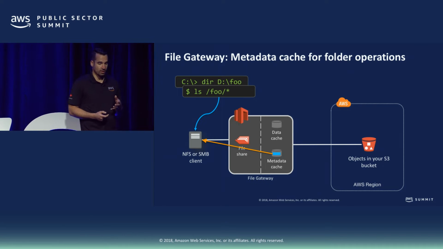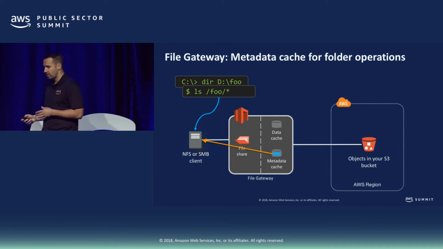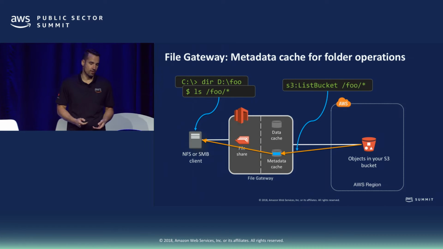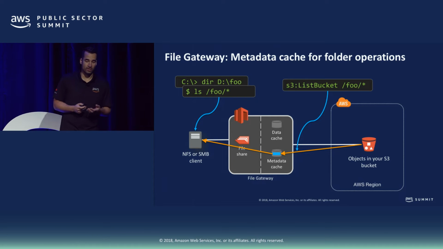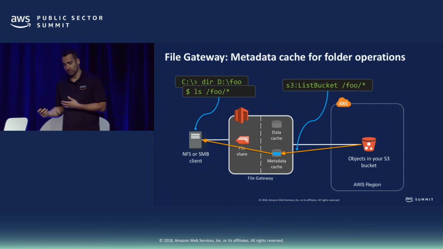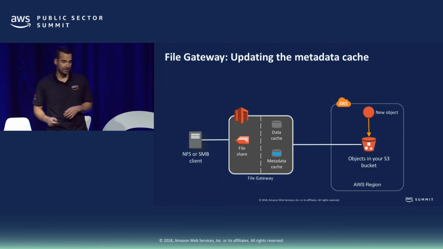Metadata cache, as the name implies, stores the metadata from that S3 bucket. So when you're doing either a dir command or an ls command on that storage gateway, you're just getting the data from that metadata cache. If there is data or a directory that it's not familiar with, that you're looking for, it'll go to the S3 bucket.